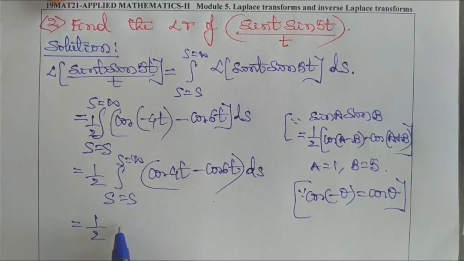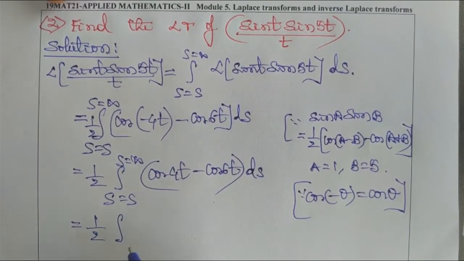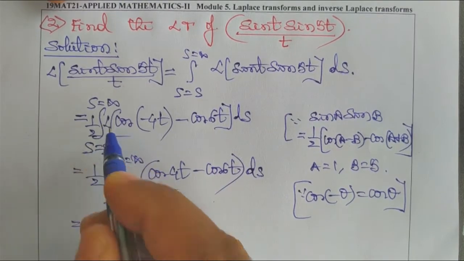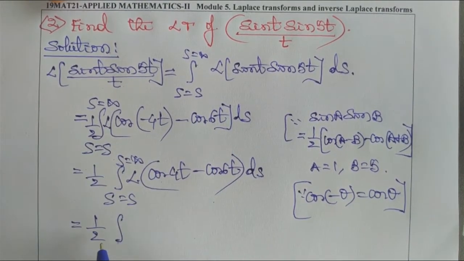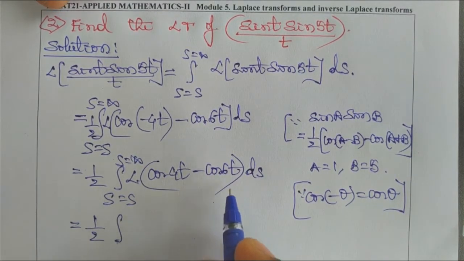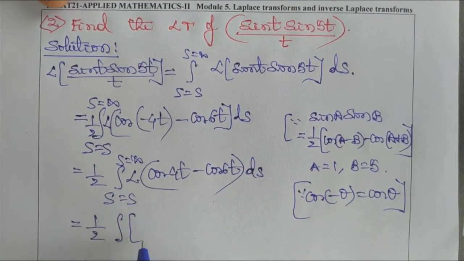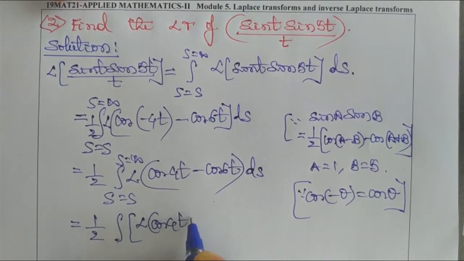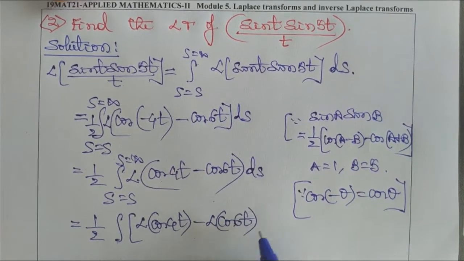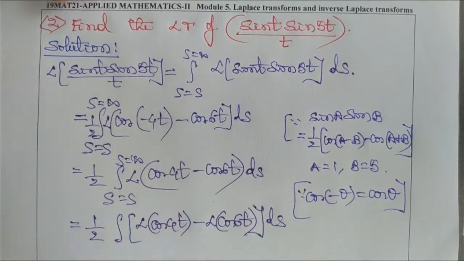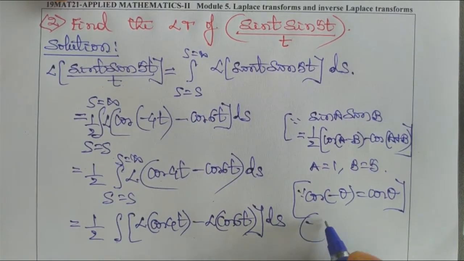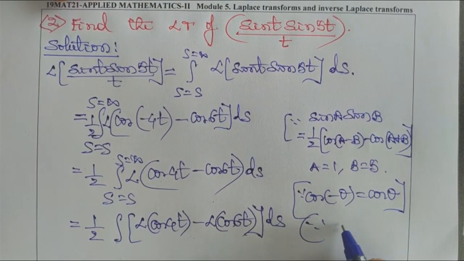So half into the integral, here we should write Laplace: Laplace of cos 4t, Laplace of cos 6t. Now you write what is Laplace of cos 4t minus Laplace of cos 6t into ds, using the linearity property.